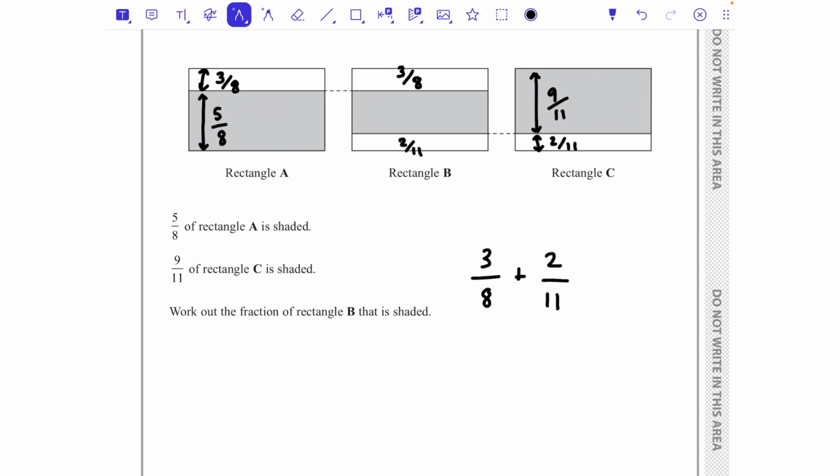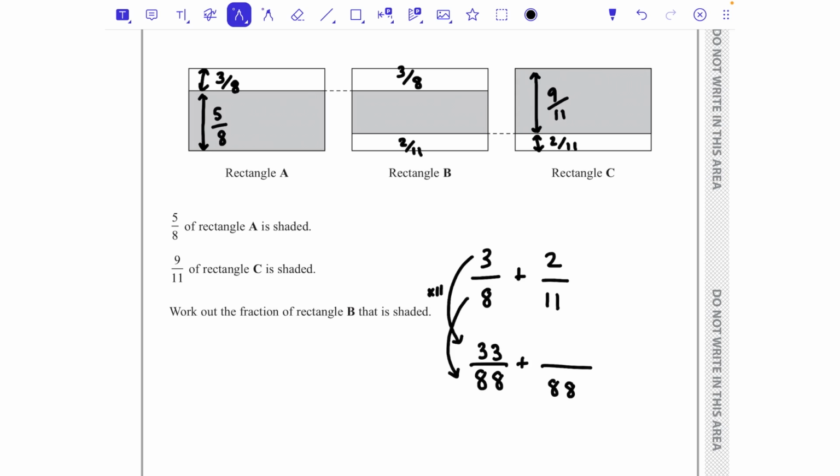the same. So we need the first number that's in the 8 times table and the 11 times table, and that is going to be 88. So I'm going to make both of these fractions out of 88. What have we done to the first fraction to make it out of 88? We've times by 11. So I also need to times the top by 11 to keep that fraction equivalent. And that is going to be 33.